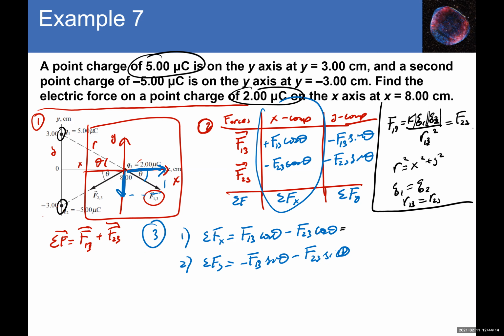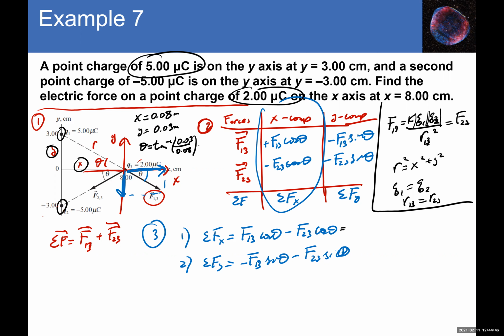Now I can calculate theta using this configuration, because I'm given X and I'm given Y. Remember, X is 8 centimeters, so 0.08 meters. Y is 3 centimeters, so 0.03 meters. Then I can use inverse tangent to find theta, 0.03 over 0.08, and what I get here is roughly 21 degrees.